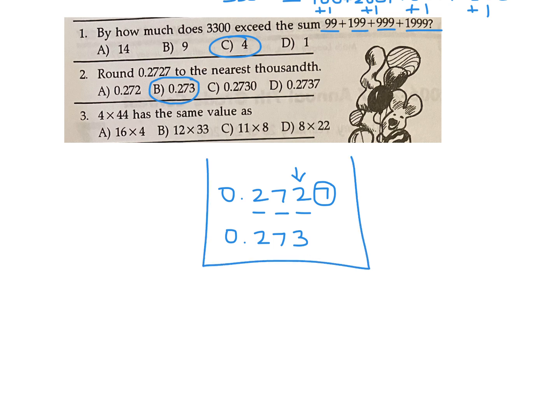Anyhow, so number 3, 4 times 44 is the same value as. Well, 4 times 44, first of all, is what? 176, right? So we have to look at the answer choices and see which one is also equivalent to 176. And after a little bit of calculation, you will see it is this guy right here. 8 times 22 is also 176.